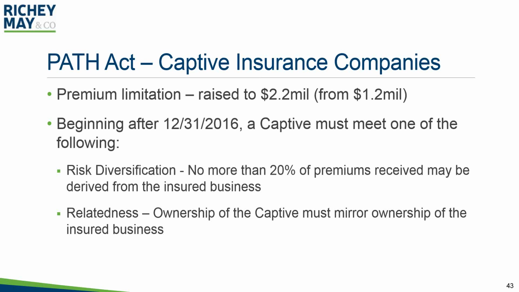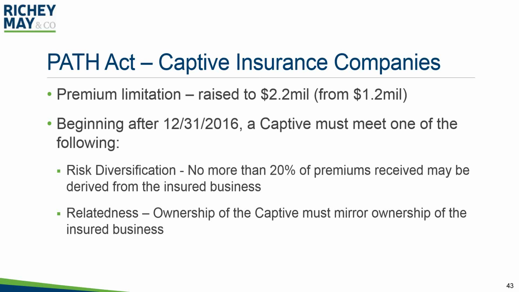But if this does apply to you, they should have been letting you know about this stuff as well. The premium limitation goes up. So before, you could pay premiums of $1.2 million a year to this captive insurance company, resulting in a deduction. Now you can go all the way up to $2.2 million. A lot of people also use this to build wealth with their capital outside of the mortgage industry.